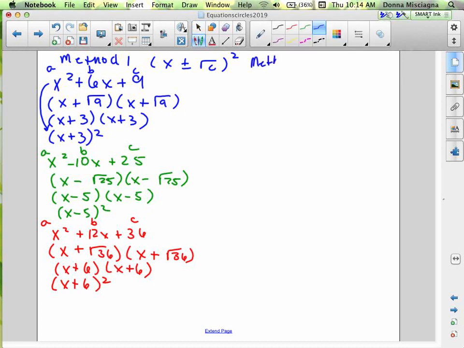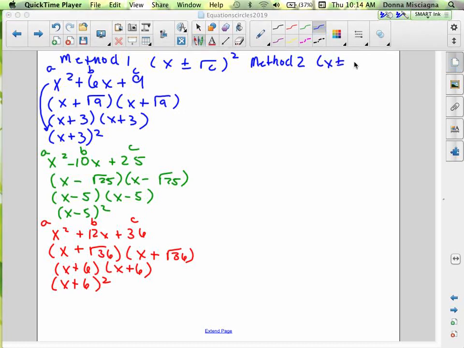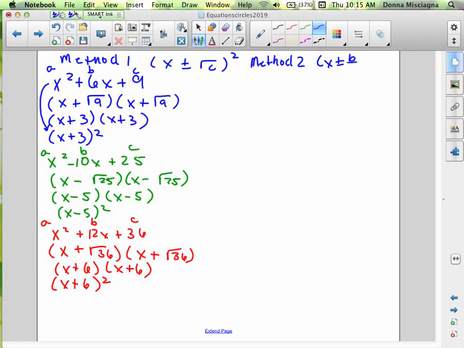which is x plus or minus... Oops, I'm stuck. I have a recording box, and I can't seem to write where the recording box is, so we're going to move it out of the way. You can't see that recording box, but it's there. Still can't seem to write over here. Okay, there we go. All right, so x plus or minus b divided by 2 squared.